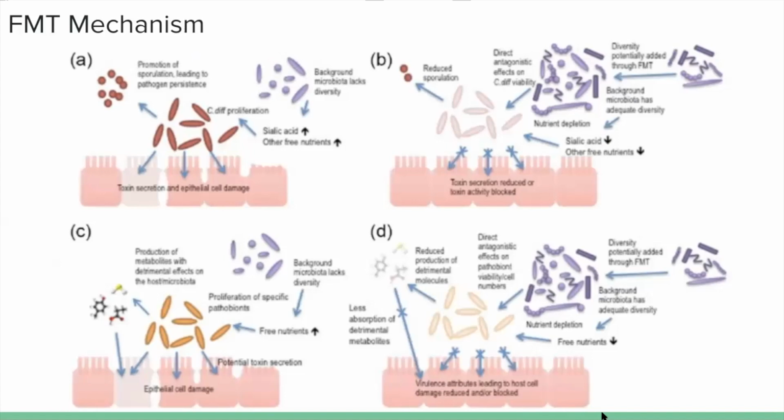So basically, in figure B, you can see that when an FMT occurs, it can add diversity to the background microbiota, which can cause there to be more bacteria that deplete the free nutrients and the acids that the harmful bacteria use to grow, thus reducing sporulation and the toxins that they're able to secrete because they aren't able to grow as well. And figures C and D also show the same mechanism, just generalized to normal pathobionts, not just C. diff.